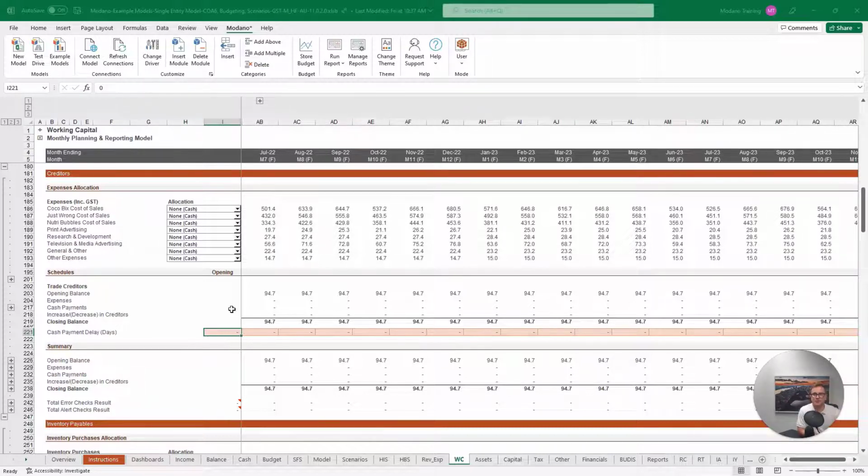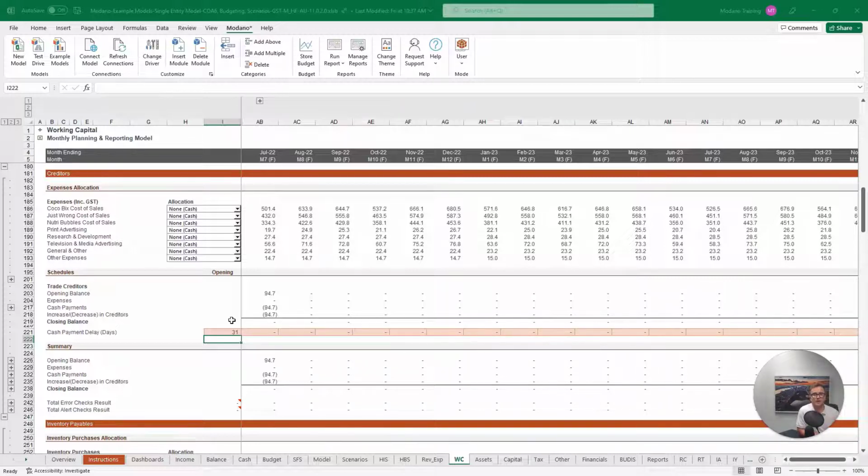Our first assumption in column I is the period over which we assume we will pay off our opening balance of 94.7. If we assume that we're going to pay this off over one single day, then we can enter our forecast assumption of 1 day, hit enter, and you'll see that that entire balance is paid off within the month of July. Similarly, if we assume we're going to pay that off over a duration of 31 days, updating our forecast assumption, you can see here that the entire balance is still paid off within the month of July, as there is 31 days in that month.